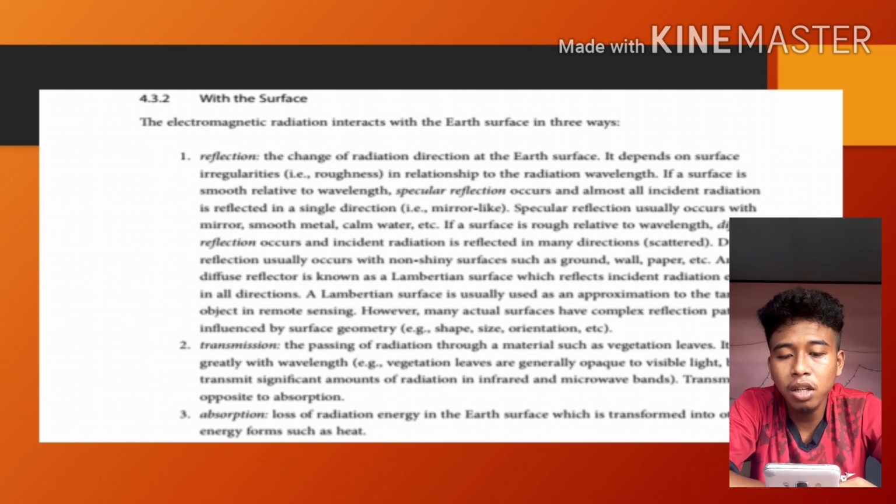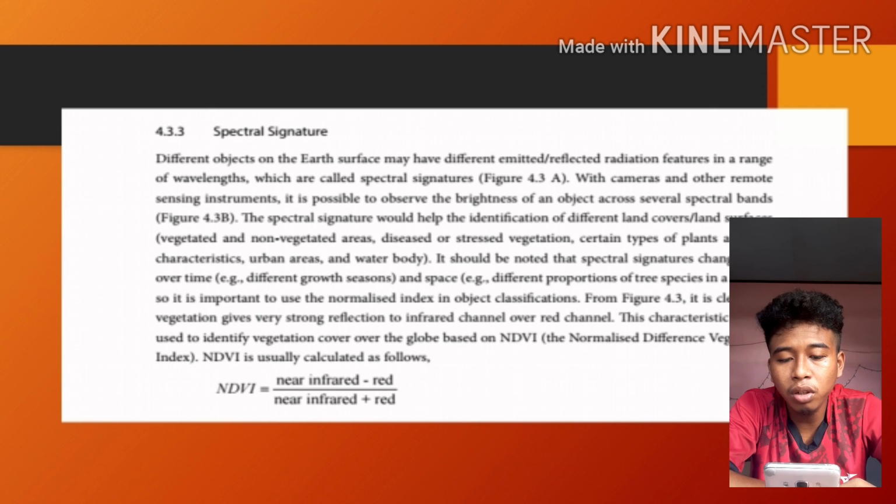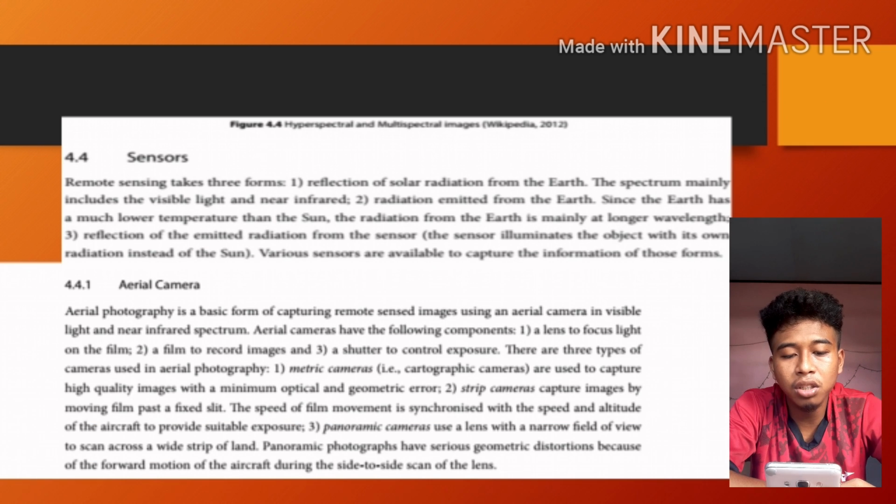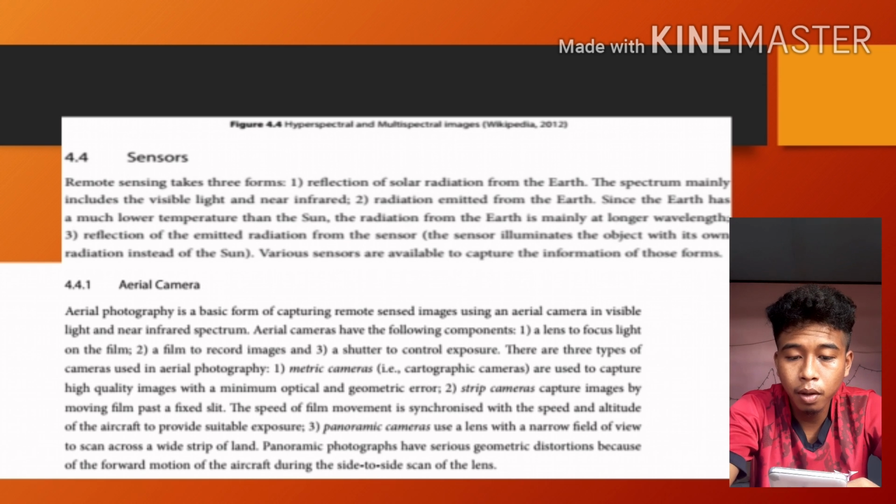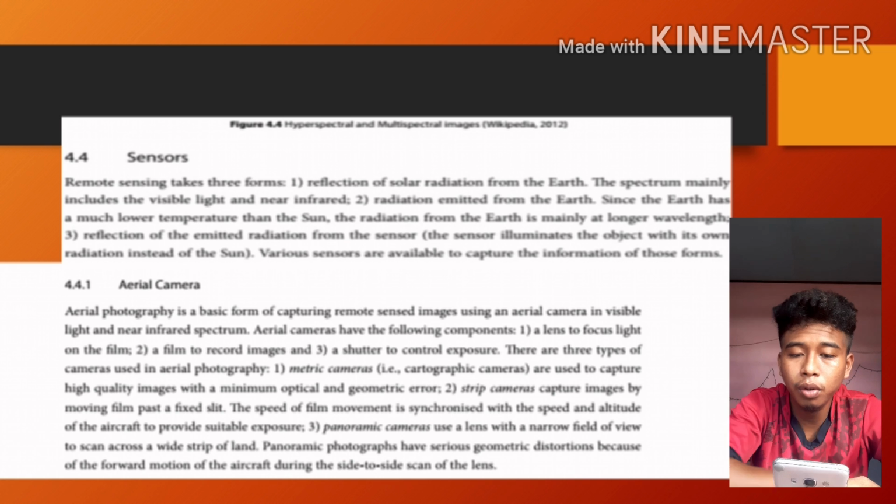Now point 3, spectral signature. Different objects on the Earth's surface may emit or reflect radiation with features in a range of wavelengths, which are called spectral signatures. Continue to point 4, sensor.